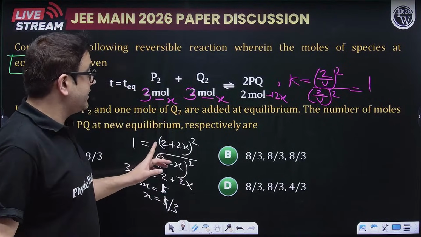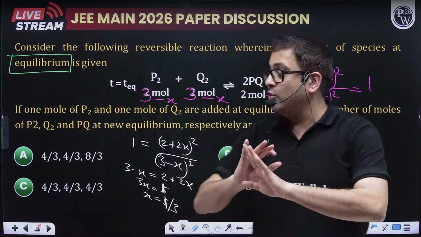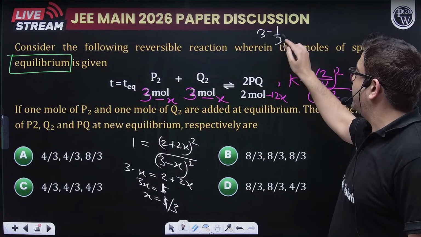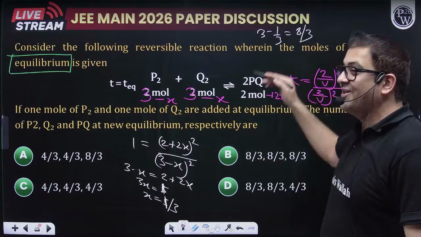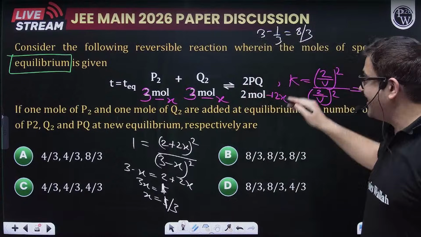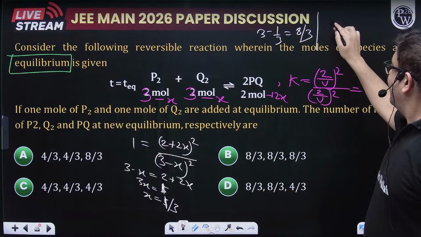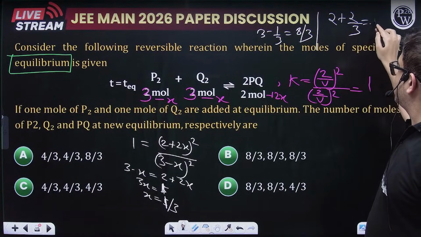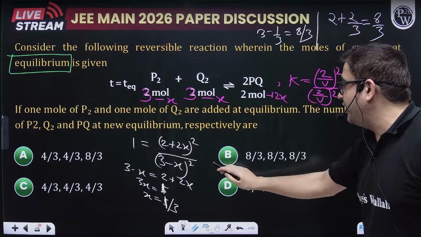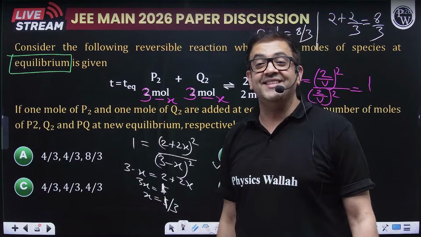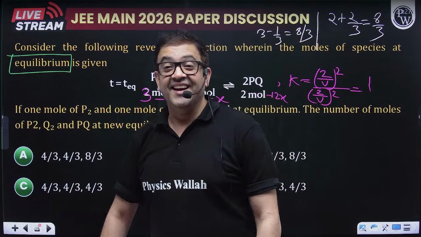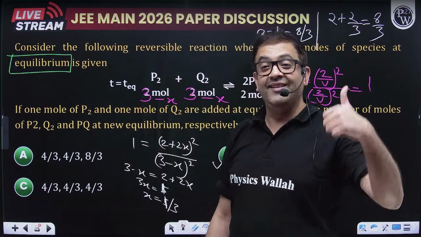Now what are they asking in the question? They are asking the number of moles of every species. So let us calculate: 3 minus 1 by 3 is 8 by 3. Somebody was asking whether it is 8 by 3 or not. Yes, it is. And 2 plus 2 by 3, 3 2 is 6, is again 8 by 3. Everybody is 8 by 3. So the answer is 8 by 3. Thank you. Yes, yes. You are correct.